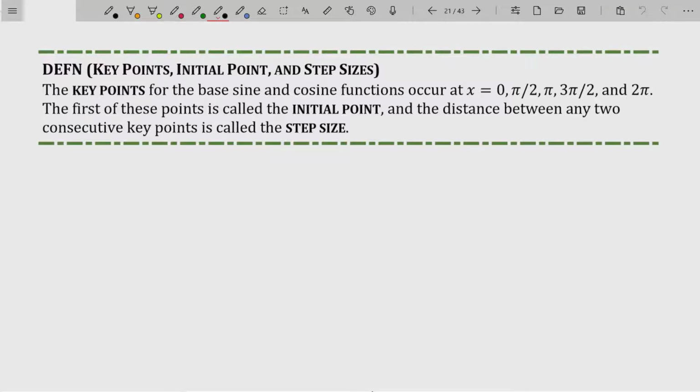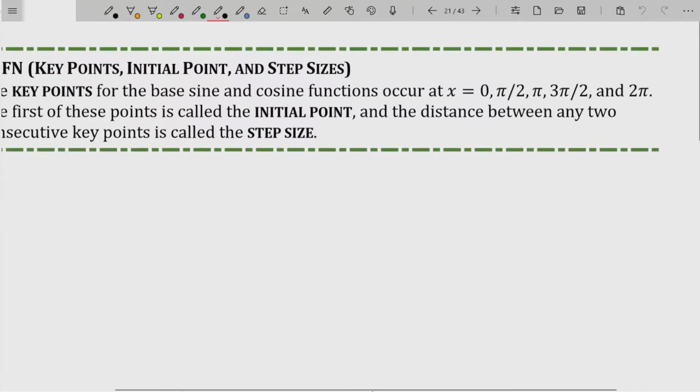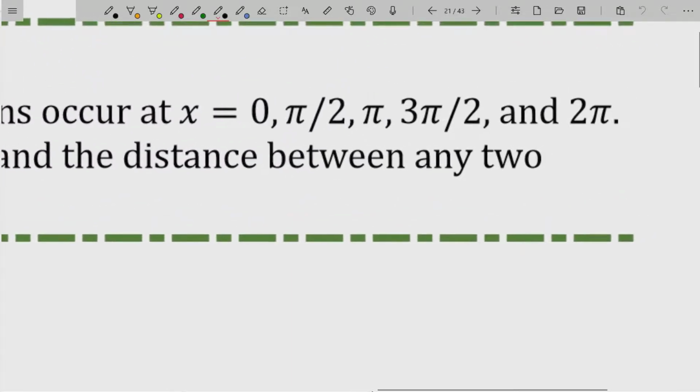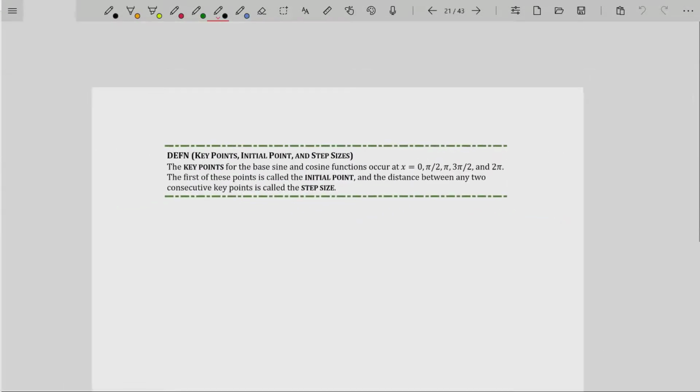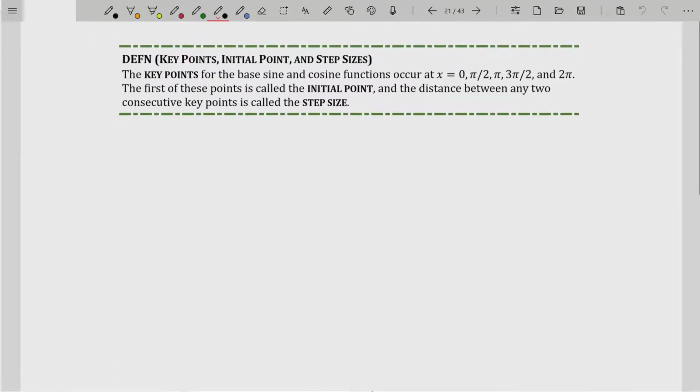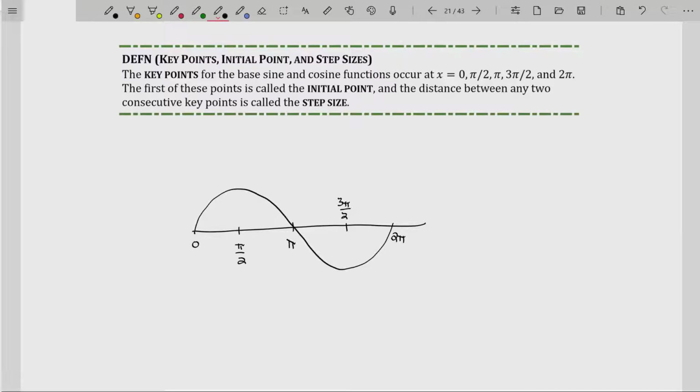So the key points for the base sine and cosine functions occur at x equals 0, x equals pi over 2, x equals pi, 3 pi over 2, and 2 pi. Those are what are considered the critical numbers for these curves, because that's what you're labeling when you graph out the sine curve, right? If you graph out the sine curve, normally you say, oh, it starts at 0, ends at 2 pi, halfway through is pi, halfway to that is pi over 2, and add a pi over 2 right here, and you have 3 pi over 2. Notice those are the critical numbers.